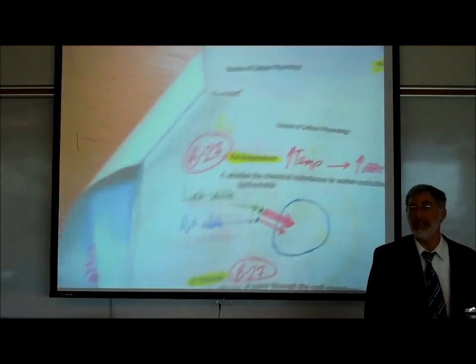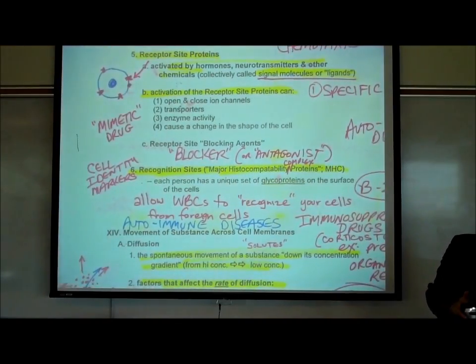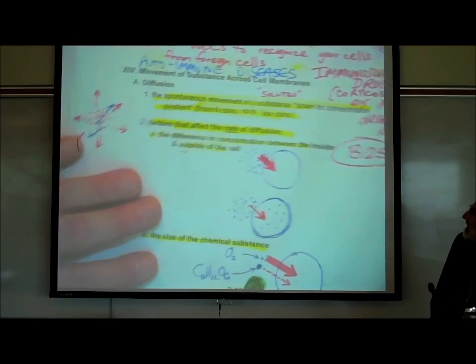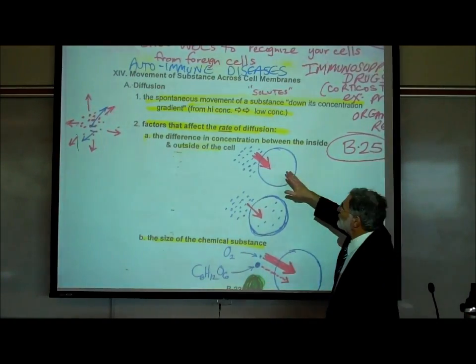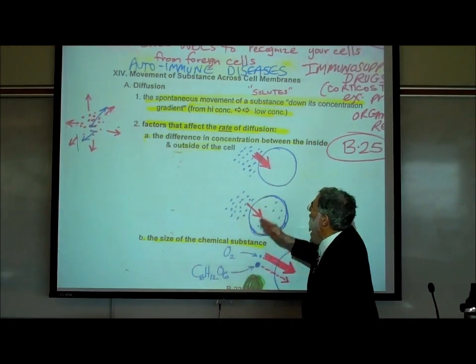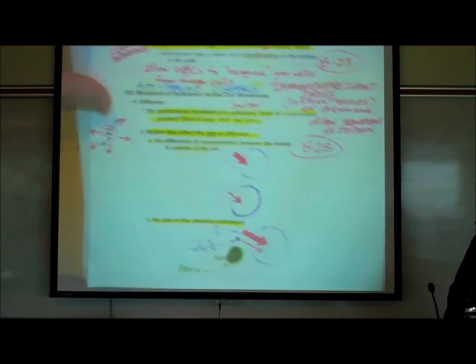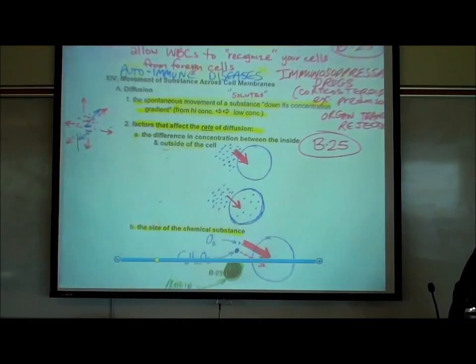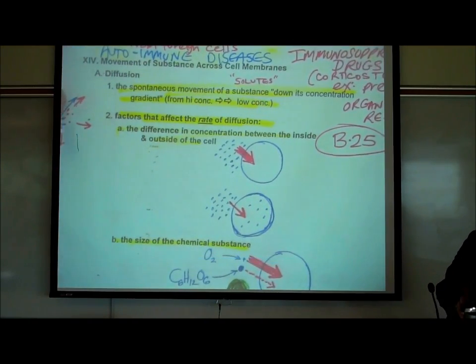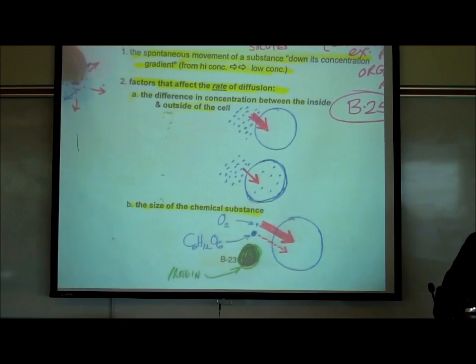All right, now there's some other factors that we want to mention also that can affect the rate of diffusion. Let's go back to page B23. So that's what we wrote here. Factors that affect the rate of diffusion. So we know, we've already mentioned temperature does that. Here's another factor. So I drew a picture of two cells.